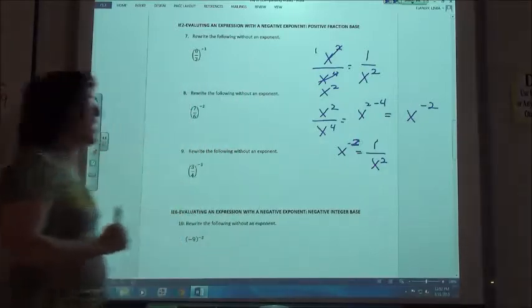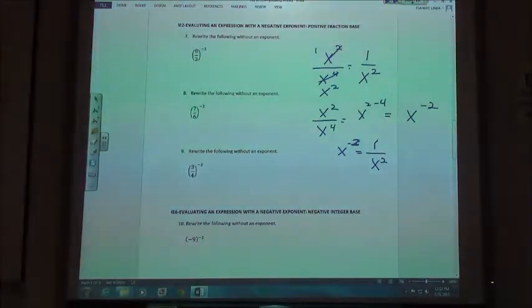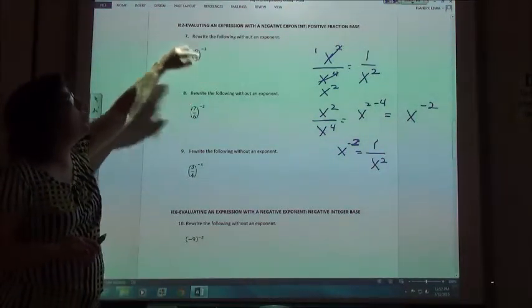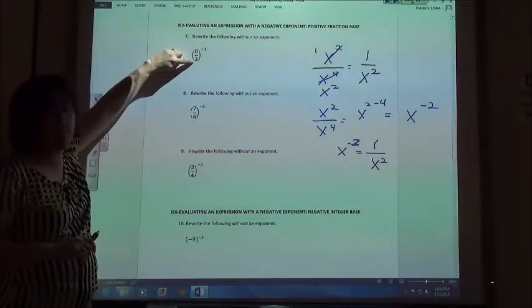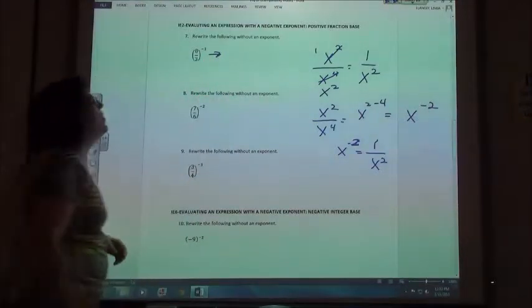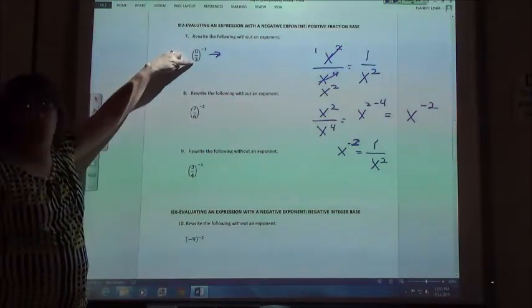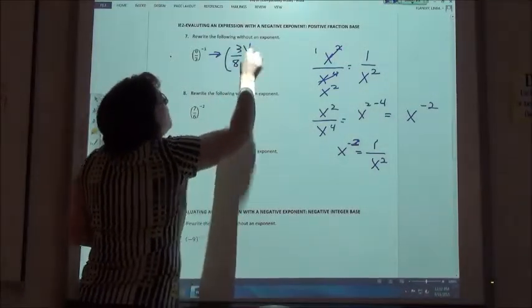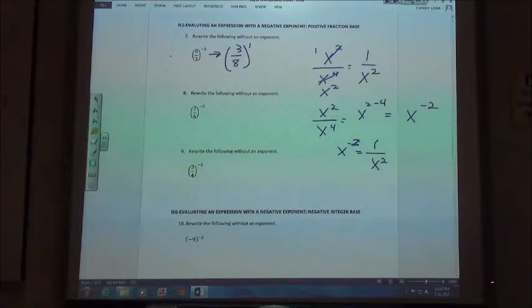What that negative exponent does is it does the reciprocal. So, if I have a negative exponent and I'm trying to evaluate this expression, to get rid of the negative exponent, I'm going to do the reciprocal of the base. The reciprocal of 8/3 would be 3/8. That makes my exponent positive instead of negative. Since this one's to the first power, it's just going to be 3/8.